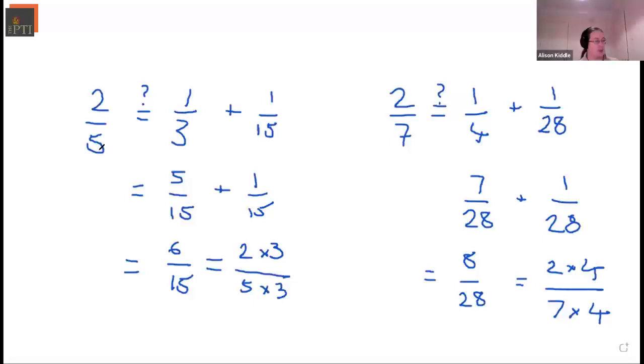So when I started with 2/5, I ended up with 2/5 times 3 over 3. When I started with 2/7, I ended up with 2/7 times 4 over 4. And so I think if I want to do the one with ninths, I'm going to have 2/9 times 5 over 5, and then see whether I can turn that into something.